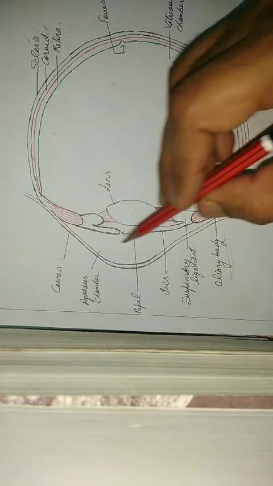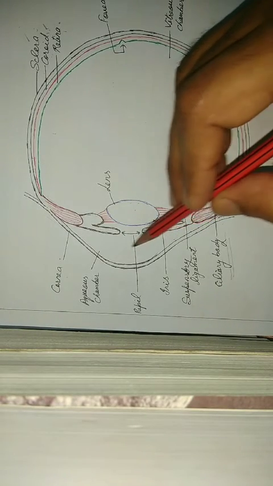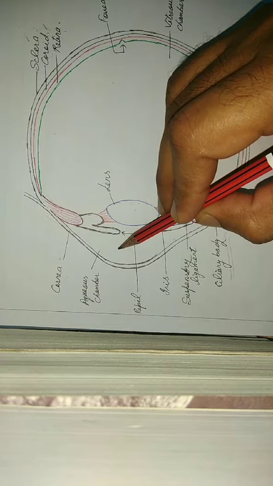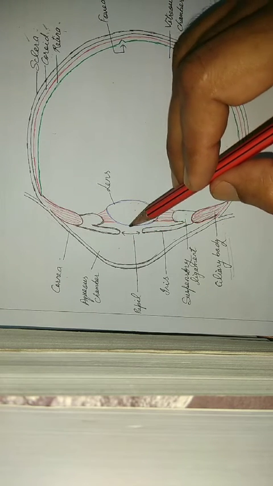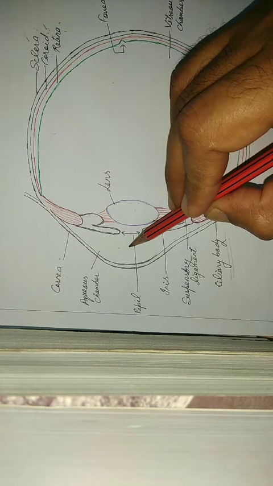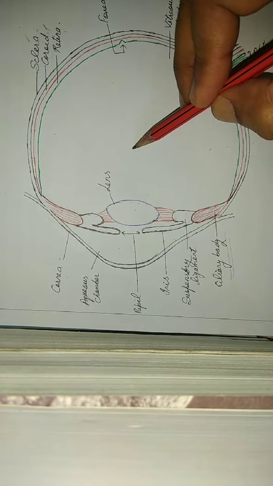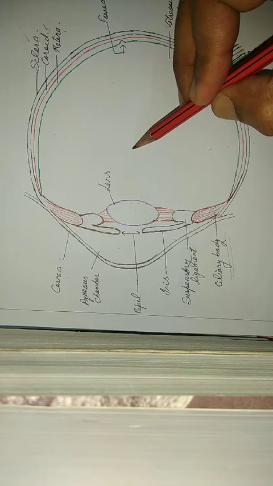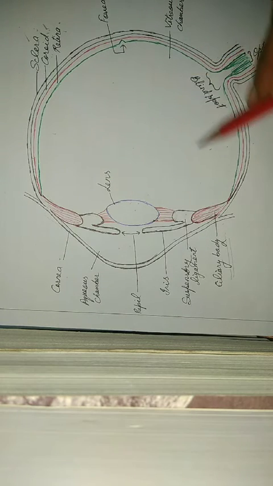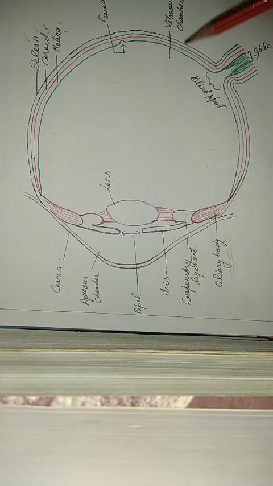The anterior chamber of the eye is filled with aqueous humor. The aqueous humor has no blood supply, and the posterior chamber has a gelatinous material known as vitreous humor, and this chamber is called the vitreous chamber.